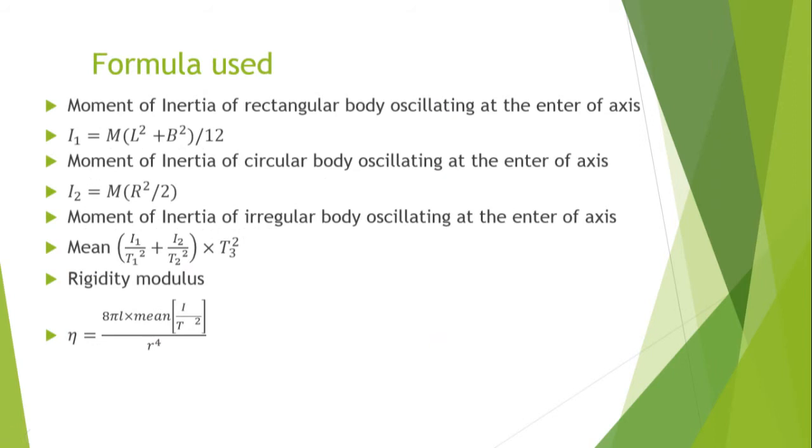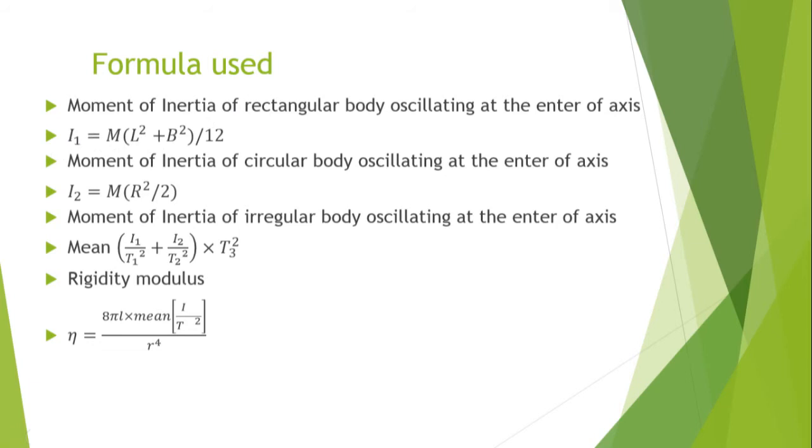Next are the formulas used for conducting this experiment. The first is the moment of inertia of a rectangular body oscillating about its center of axis. Please make a correction: it is center of axis. The formula is I1, the moment of inertia of the regular object, which depends on the mass of the rectangular plate, the length of the rectangular plate, and the breadth of the rectangular plate. If you substitute, we will get the moment of inertia because it is a defined object.